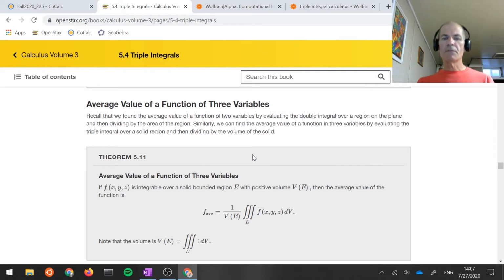The average value of a function in 3 variables is very similar to that of 2 variables. The only difference is once you've done the integral, you divide by the volume of the region that you integrated over instead of the area of the region that you integrated over. Other than that, everything is the same.